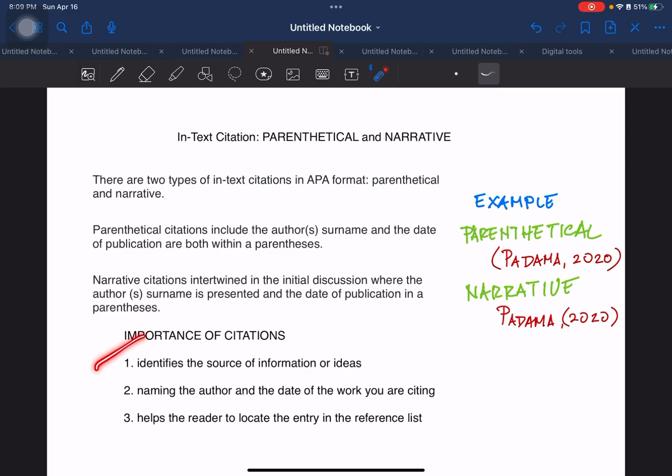So number one, it identifies the source of information or ideas. Why do we need to identify the source? Yung pinanggalingan, yung gumawa. Okay? So number one is to give credit to the writer or the author of the reference. You give credit in order to avoid plagiarism.